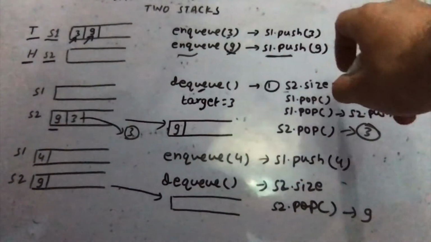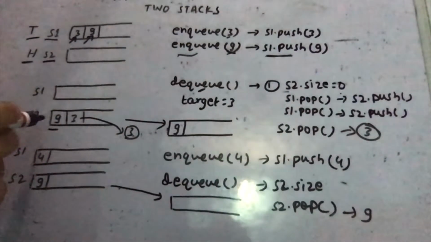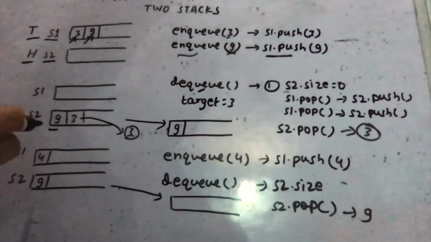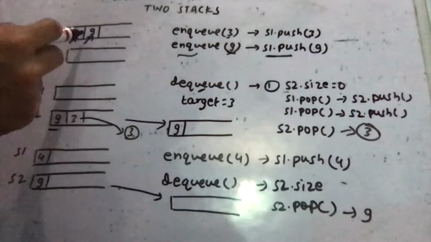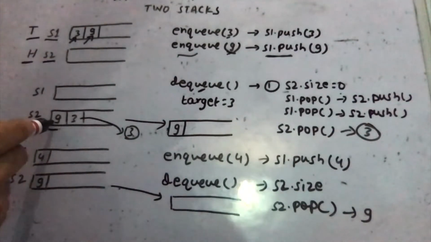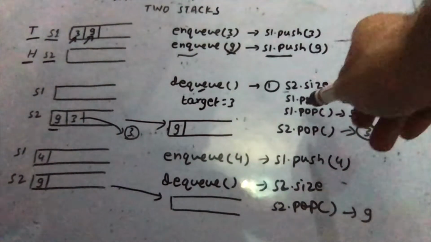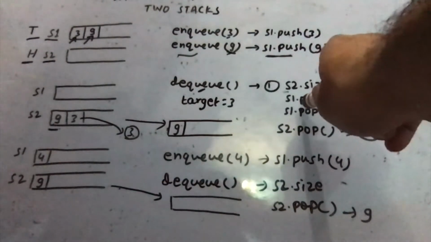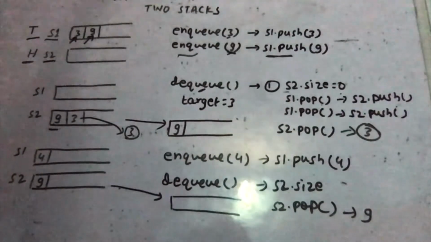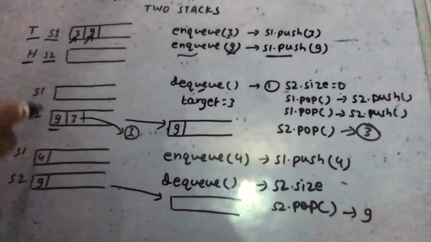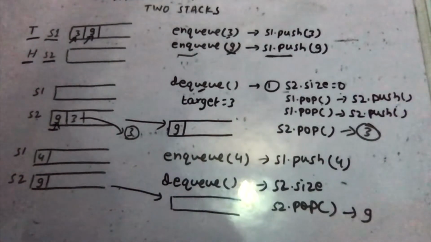So when S2.size is 0, that time we need to pop elements from S1 and put them on the second stack S2. If you notice here, the last element on stack 1 becomes the first element inserted in stack 2. So the dequeue operation translates into S1.pop and then S2.push, which means pop 9 from stack 1 and push it into stack 2. So then 9 becomes the first element.